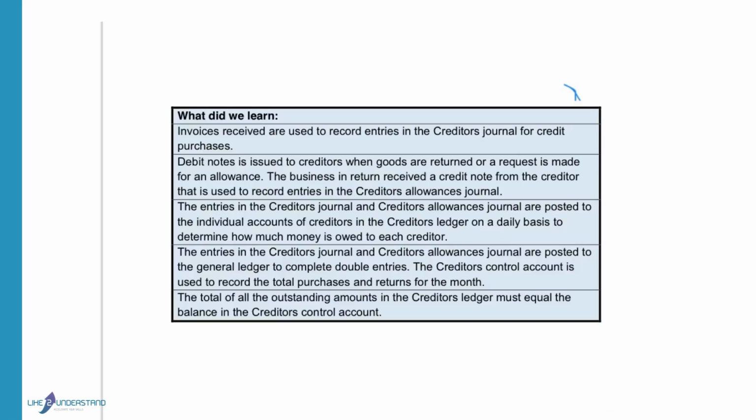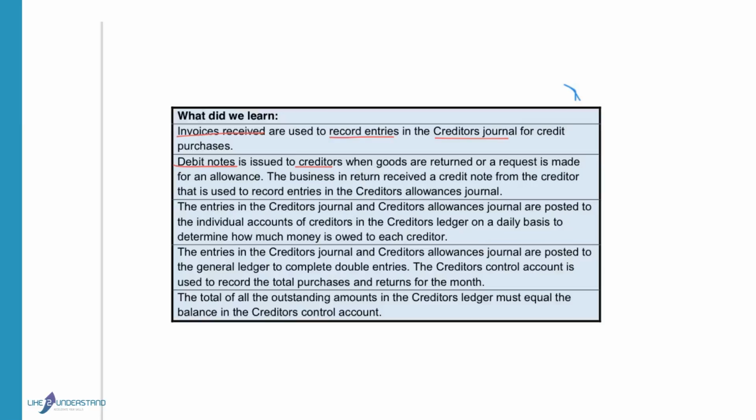We learned today, we receive invoices from our creditors and we use these invoices to record entries in the creditors journal for all the credit purchases. If we want to return goods, we will issue a debit note to the creditor when we return the goods, and we will send the goods with this debit note and request for an allowance.